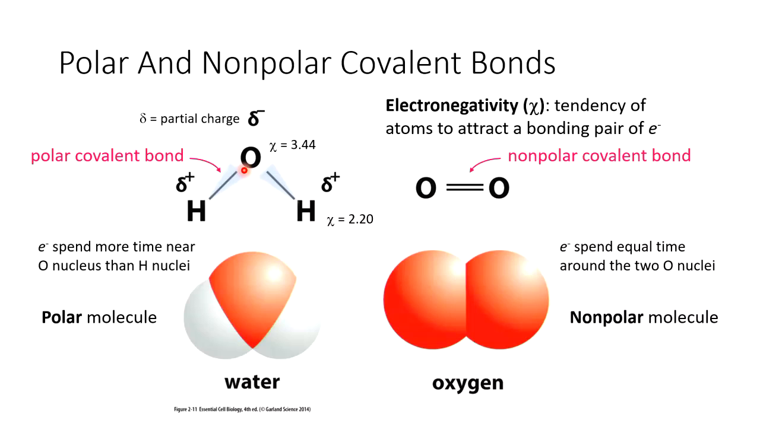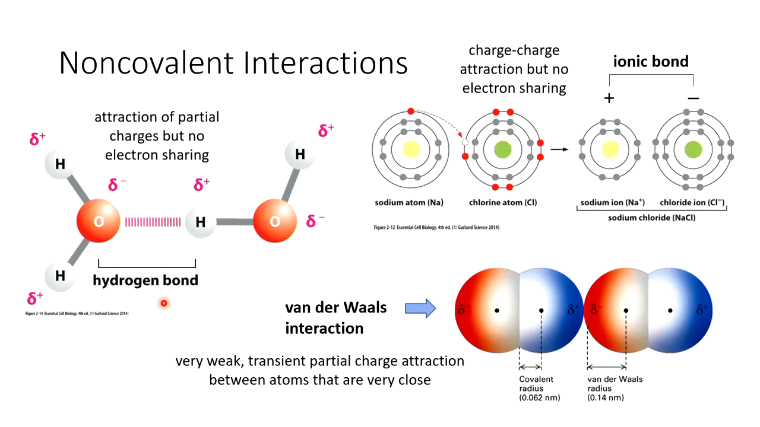And this polar uneven sharing of these electrons actually causes a partial negative charge near the oxygen atom and a slight positive charge near the hydrogen atoms. And so this polar covalent bond creates a partial charge distribution across the water molecule. One of the reasons this is so important is that this allows hydrogen bonding, which is a type of non-covalent interaction. A hydrogen bond is when a partial charge on one molecule interacts with a partial charge on another molecule. In this example, it's two water molecules forming a hydrogen bond.